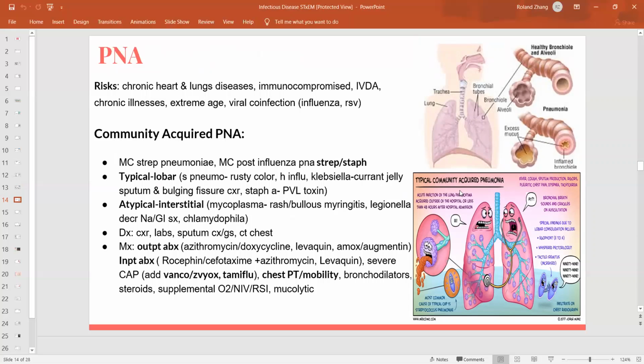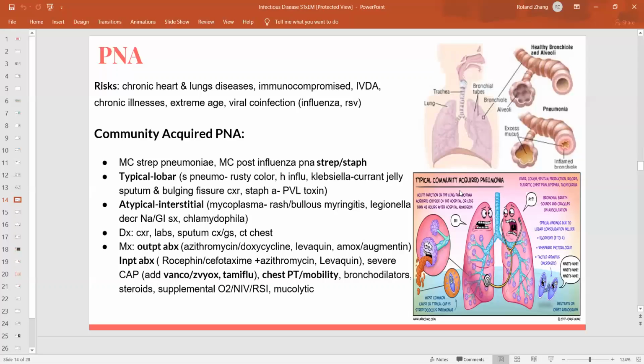So in terms of bacterial pneumonia, we classify it as community acquired versus hospital acquired. The most common community acquired is still strep pneumo, and post-influenza pneumonia is your strep and staph co-bacterial infection. Typically, it's lobar, meaning a particular lobe of the lung, and you will have particular characteristics for particular infections, but they're not always specific. A lot of times they overlap. For instance, even though strep pneumo causes rusty colored sputum, other bacteria can cause that too.